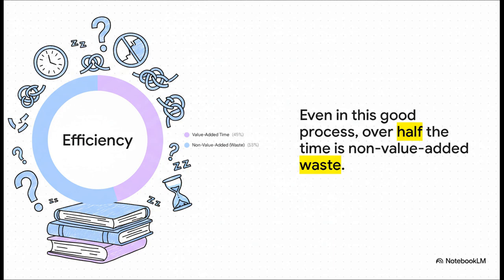Now just stop and think about what this number means. Even in this process, more than half the time, a full 55% is non-value added waste. That is time that the book is just sitting there, waiting. That is a direct cost to the business, tying up capital and delaying revenue. This is the hidden inefficiency we set out to find, and now it is crystal clear.